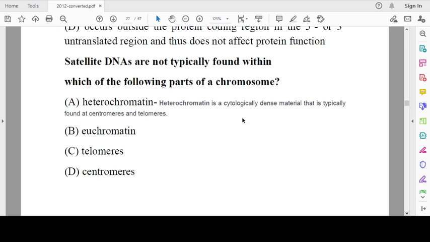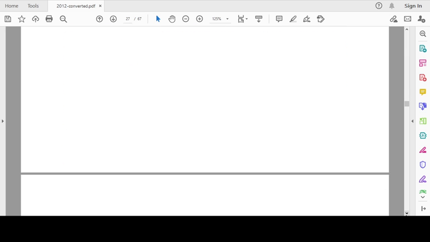Satellite DNA is not typically found within which of the following parts of a chromosome? Satellite DNA is not found in the heterochromatin region. Heterochromatin is the dense material, and it is generally found in centromeres and telomeres. Satellite DNA is not present in the heterochromatin region because they are not transcriptionally active.